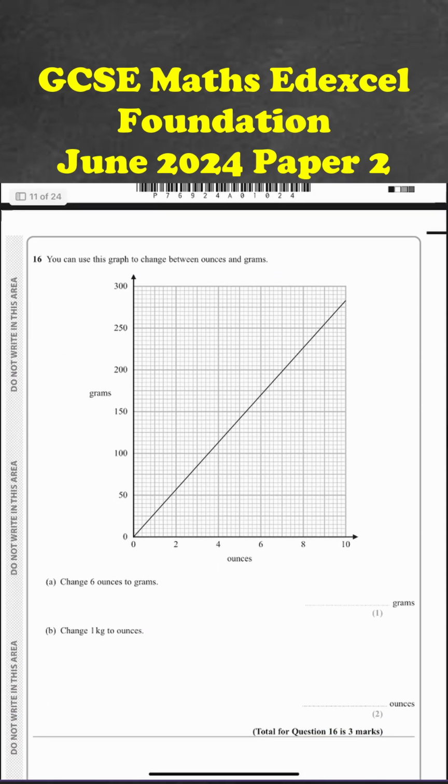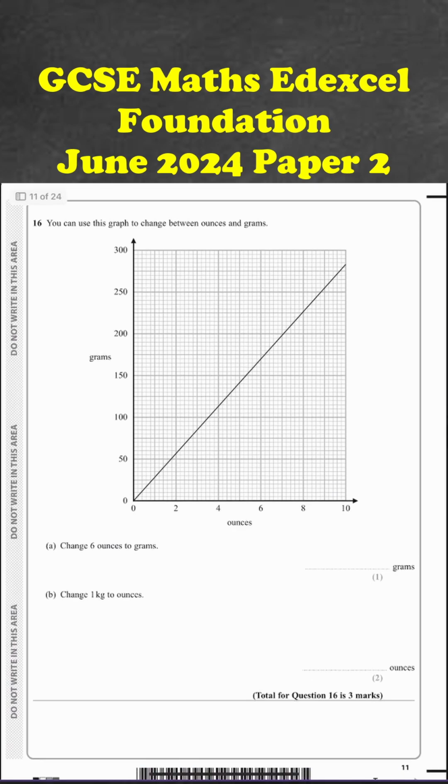Question 16. You can use this graph to change between ounces and grams. Change 6 ounces to grams. 6 ounces is here. Follow the line up to here. We can see that it's 50 between these two across the 10 squares, so each square must be 5. We are 1 square below the midpoint. The midpoint would be 175. Each square is 5, therefore that's 170 grams.